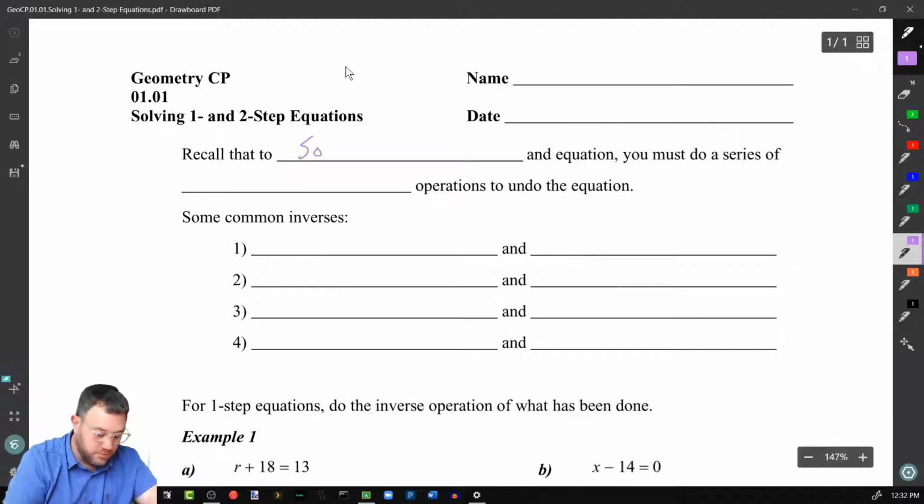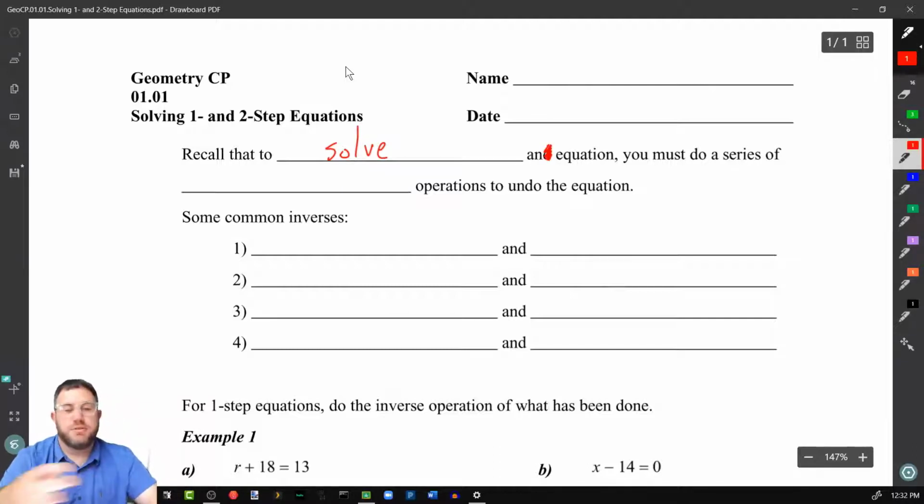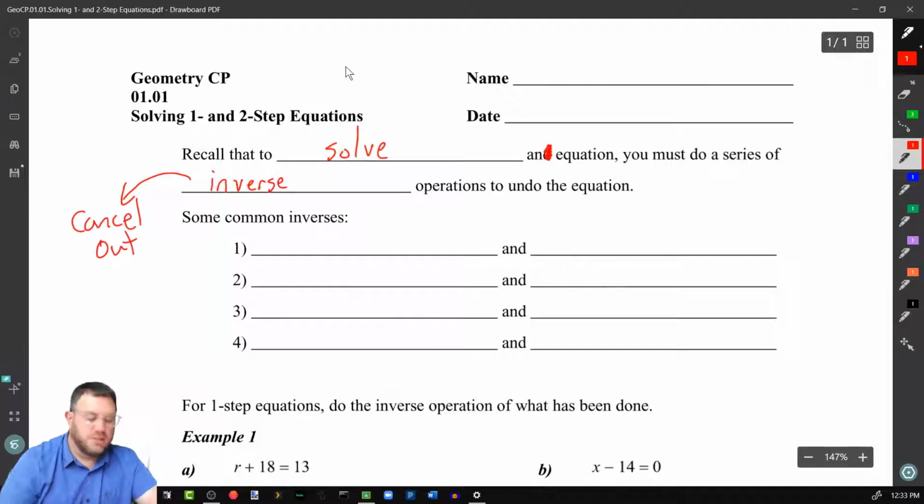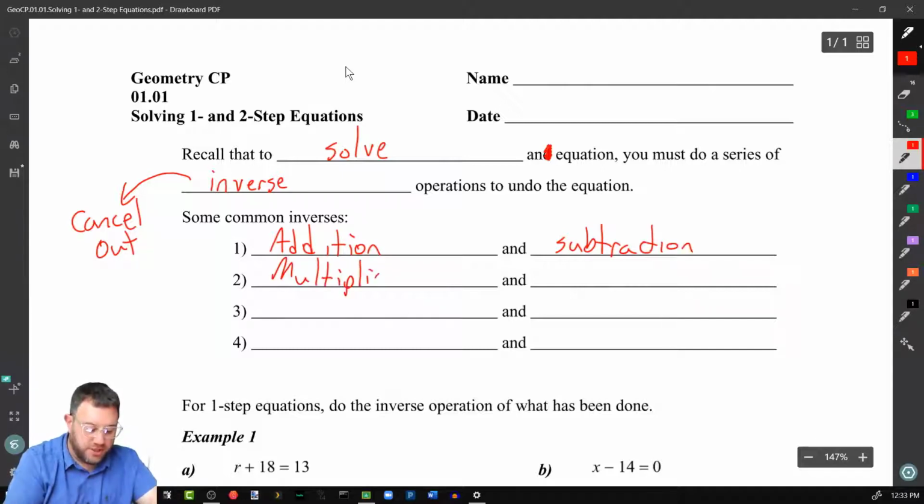Recall that to solve an equation, I have a little typo there, that should be an equation. Recall that to solve an equation, you must do a series of inverse operations, and that will undo the equation one piece at a time. Inverse are things that cancel out. So you have addition and subtraction are inverse operations. Okay, multiplication and division are inverse operations.